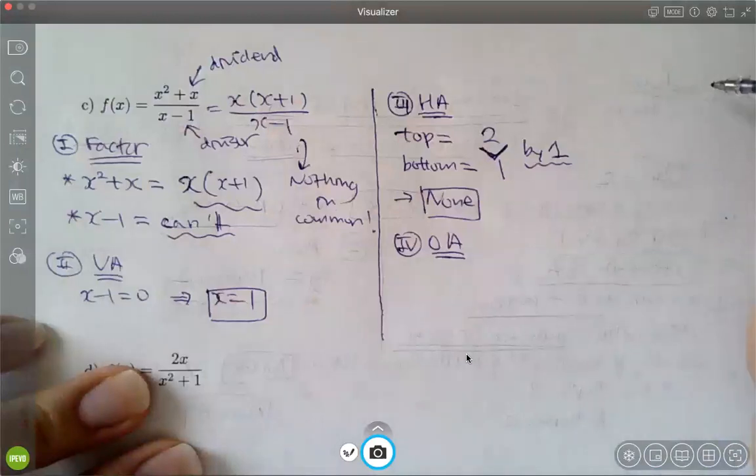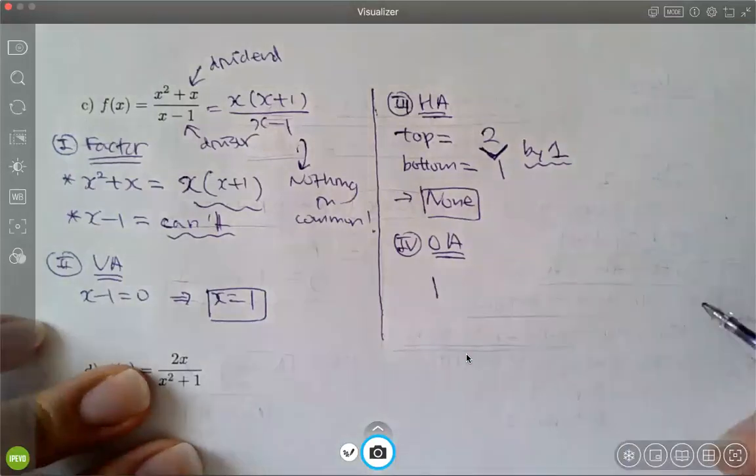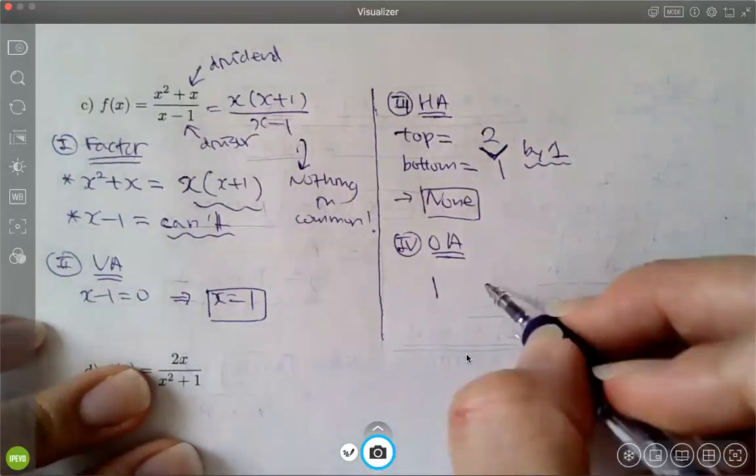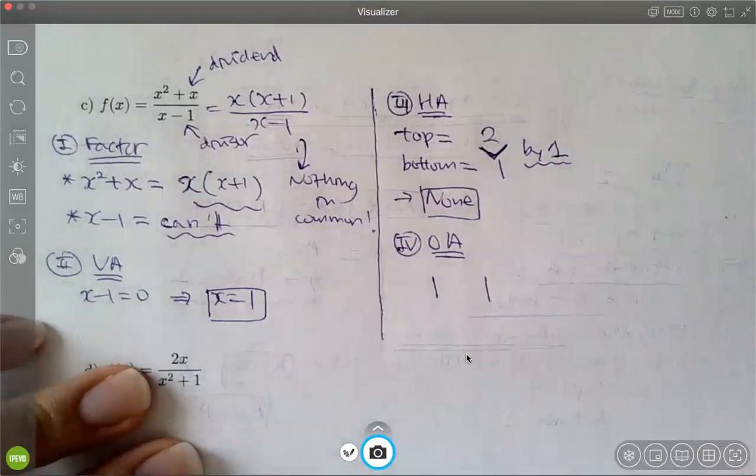Okay, so what are the coefficients? 1 for x squared and 1 for x. Now, is there any missing coefficient here? Yes, which is what? The number term, right? So we have to put a 0 there.